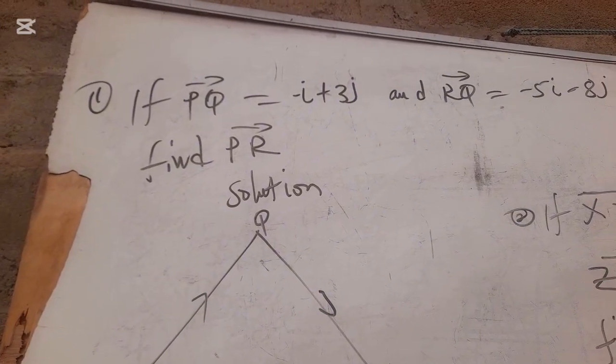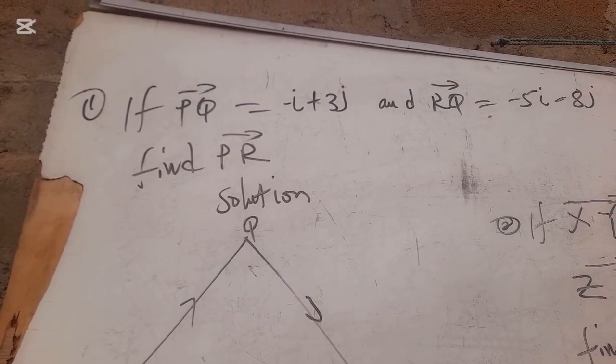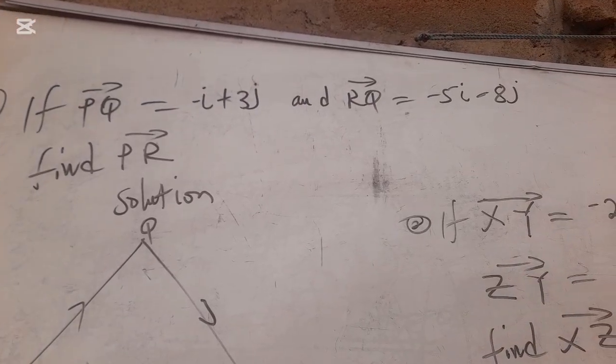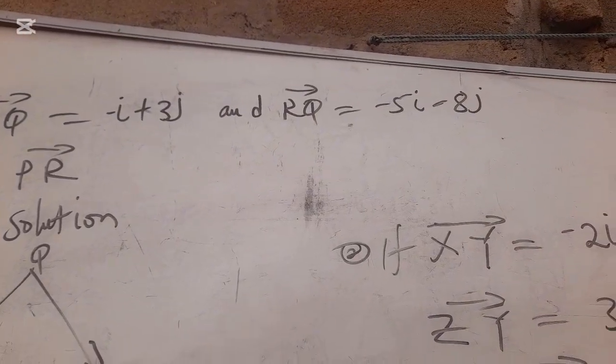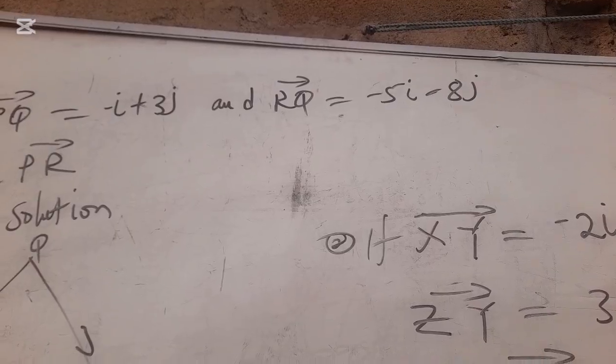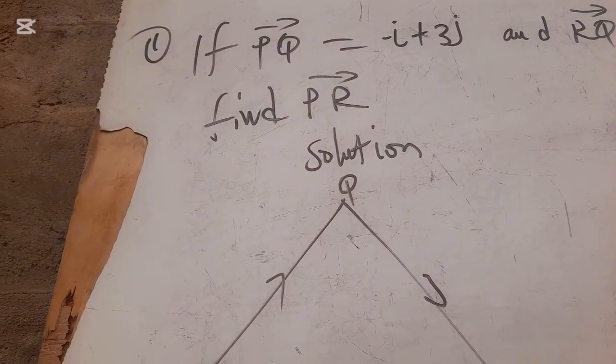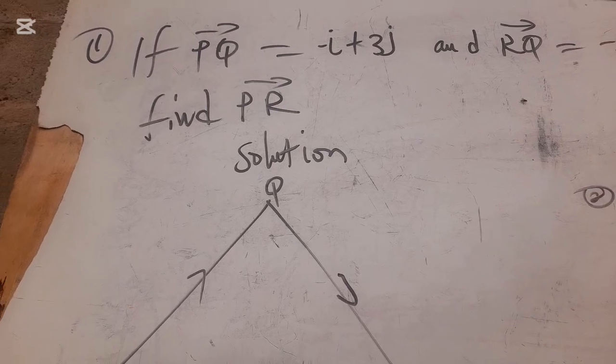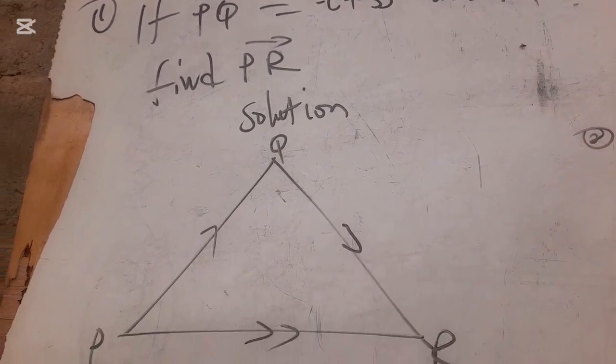Hello viewers, let's solve some questions under the triangle law. So let's read the question together. If vector PQ is equal to minus i plus 3j and vector RQ is minus 5i minus 8j, you have to find vector PR. You say, oh, examiner, this is simple because it's under the triangle law of vector addition.